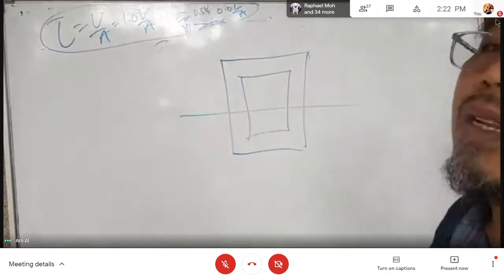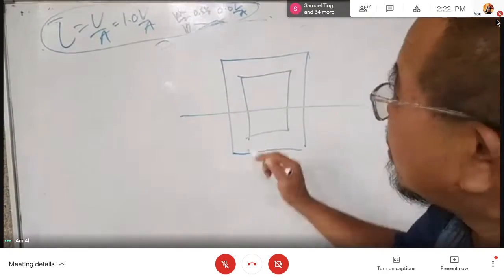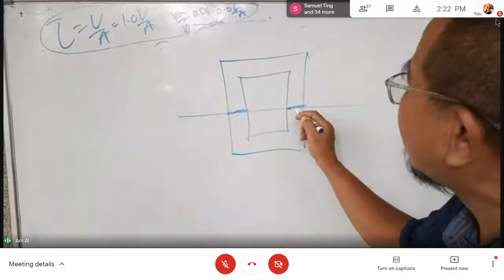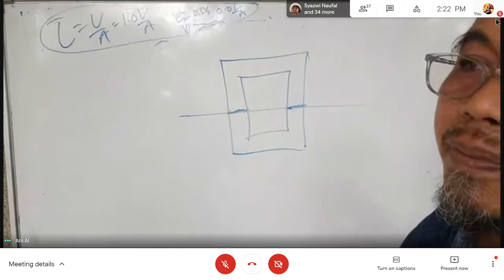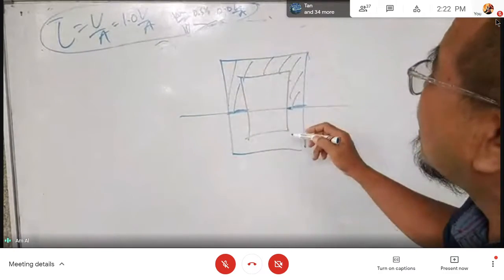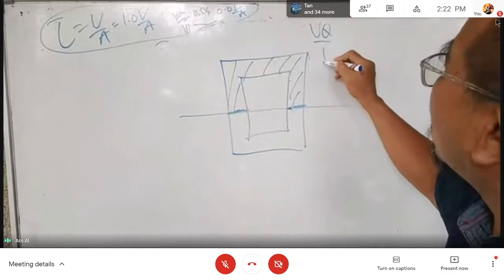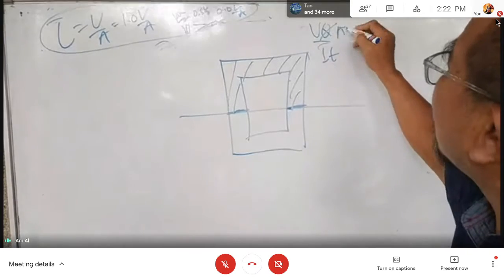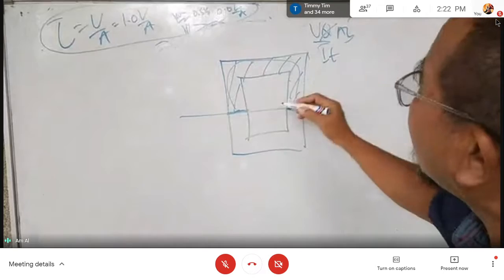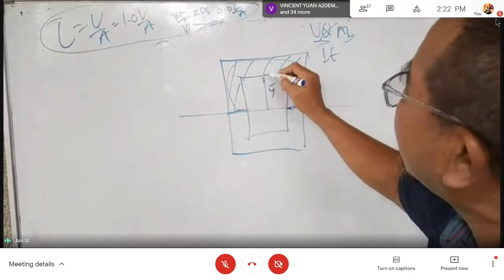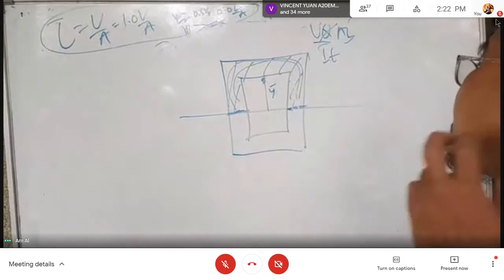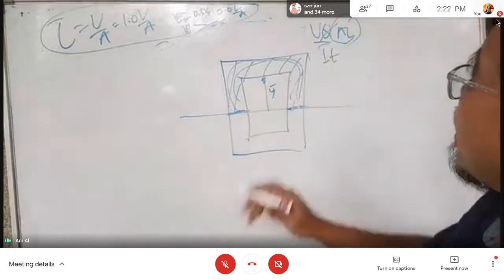Same thing. So here, the T is that thickness plus that thickness. That area here, VQ over IT, Q is A Y bar. So how do you find the A? You can find the area here. What is the Y bar? You can find the center of the area there, maybe somewhere here. So you can find the value A times Y bar there.